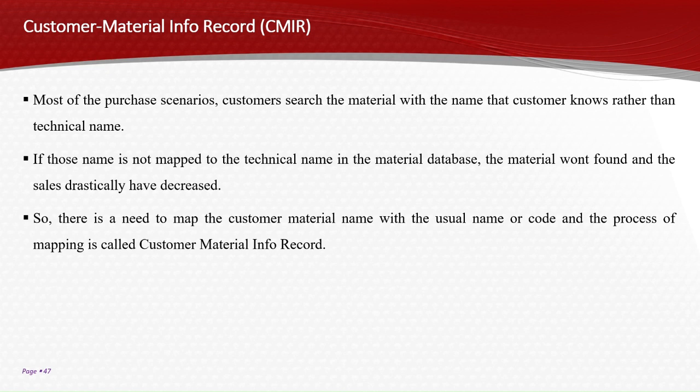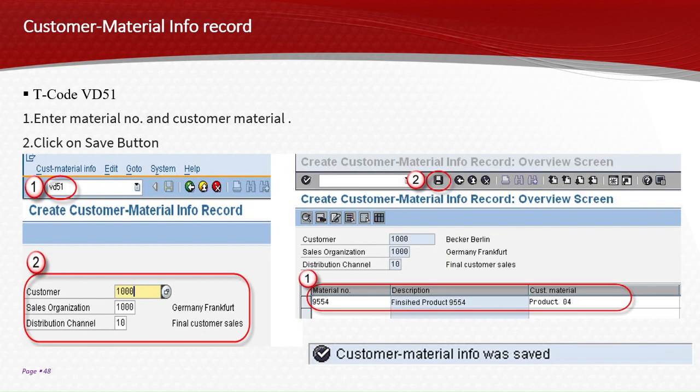Then next one is the customer material info record. We can call it CMIR also. In most purchase scenarios, the customer refers to the material with the name that the customer knows rather than the technical name. If that name is not mapped to the technical name in the material database, the material won't be found and the sales drastically decrease. So there is a need to map the customer material name with the usual name or code, and the process of the mapping is called the customer material info record. By using T code VD51, you can maintain the customer material info record.